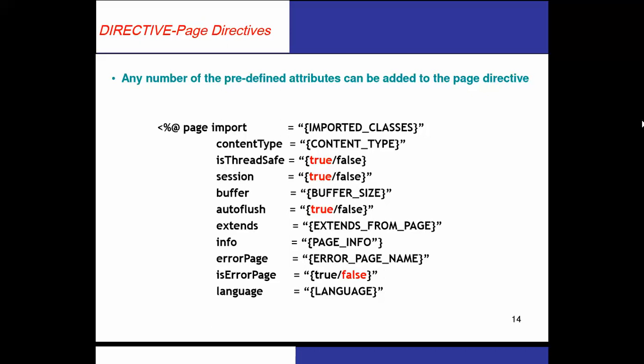Whatever Java code you have written, that class you can import here, right? And next is content type. The next attribute is content type. Content type is nothing but it tells about what type of content you are using.